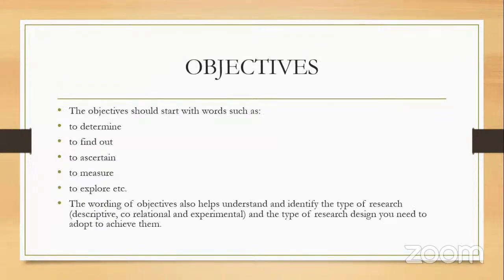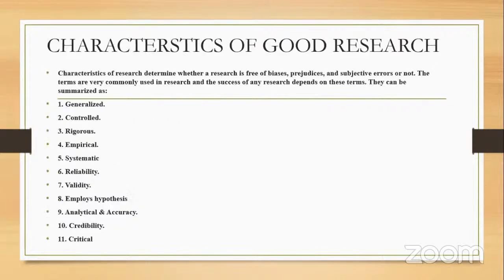Another objective starts with a few words. It should be determined, found out, ascertained, measurable, explorable. In future we will discuss what different types of research there are. So the wording of objectives helps to understand and identify the types of research. There are various types of research.